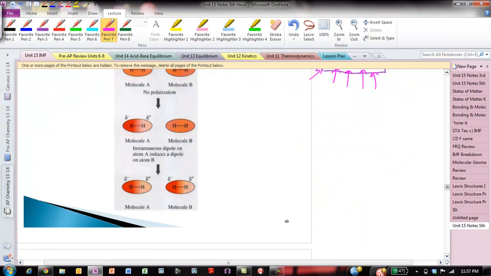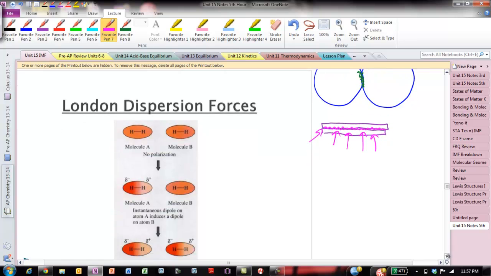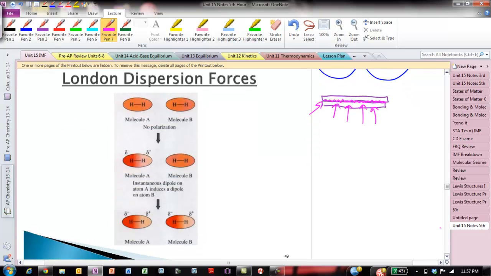Okay? So this is, I guess, a more official drawing of London dispersion forces. These are two hydrogen molecules. Just randomly, an instantaneous dipole forms, and electrons end up heavily weighted over here. That means they're not over here, which makes that side partially positive. That's going to attract the electrons that way and make this guy partially negative, this guy partially positive, and they're going to then want to stick together because one is partially positive and the other partially negative.